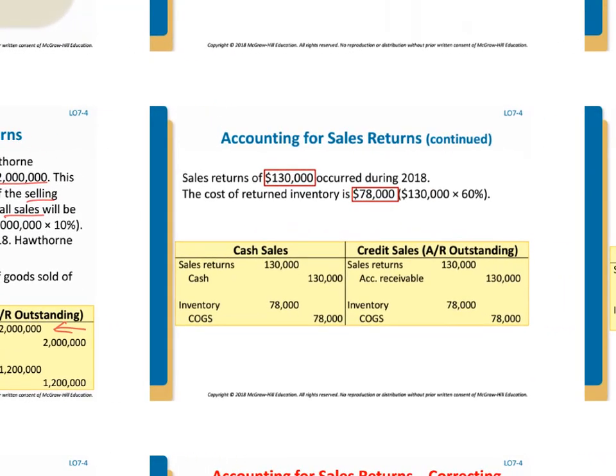Let's move on to the next transaction. This next one is that sales returns of $130,000 occurred during 2018. So we'll record the sales returns as they occur, but remember, we're not just recording them as they occur, but we're going to true up the estimate as we get ready to prepare financial statements, so at the end of the accounting period. So to record the actual returns as they occur, we'll debit sales returns here. This is a contra revenue account, so it will offset revenue.